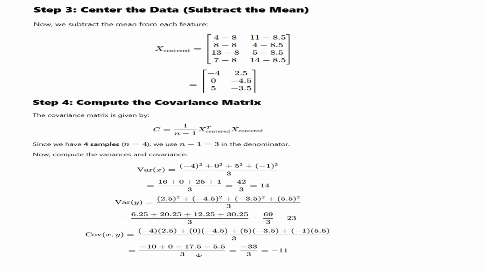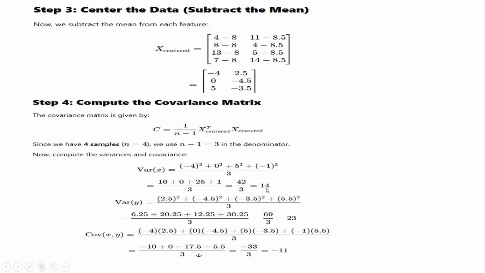Moving to step 3, we have to build the covariance matrix. Under the covariance matrix we have to calculate the covariance between x comma x, x comma y, y comma x and y comma y. Here x comma x is nothing but the variance of x. You have to subtract the mean from the data points, and when you calculate it, you will generate a value of 14.